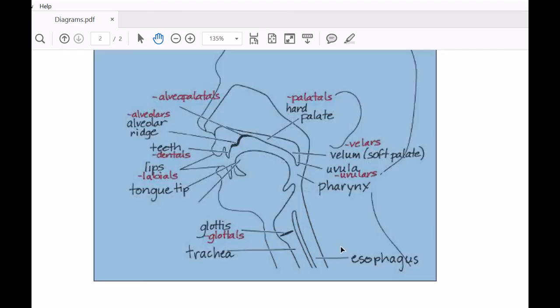Okay, so that covers the different aspects of the sound producing system. And now hopefully you'll make sense of the charts and we can start filling in the consonants right away.